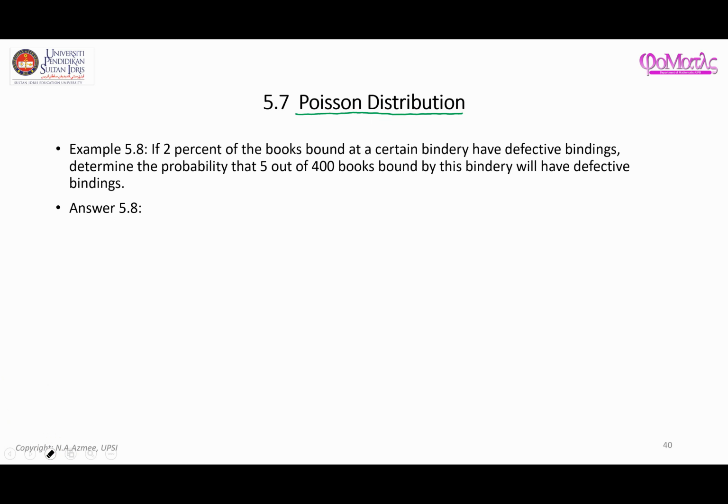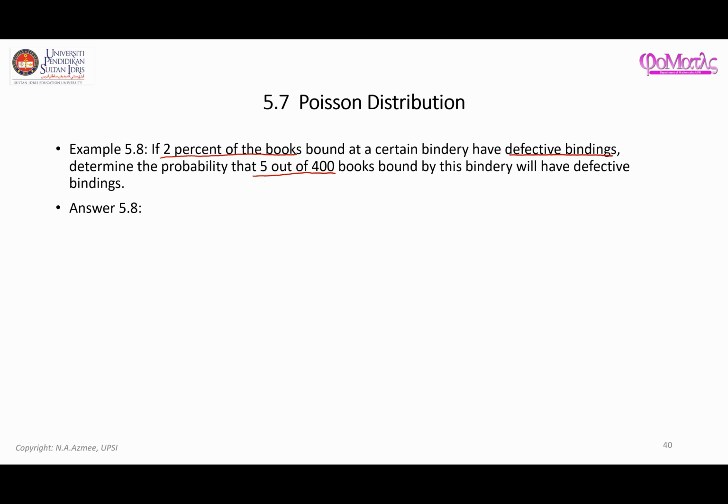In this video, I'm going to give a few examples related to the application of Poisson distribution. And we're going to start off with this simple example right here. So we have 2% of the books bound at a certain bindery have defective bindings. Determine the probability that 5 out of 400 books bound by this bindery will have defective bindings.